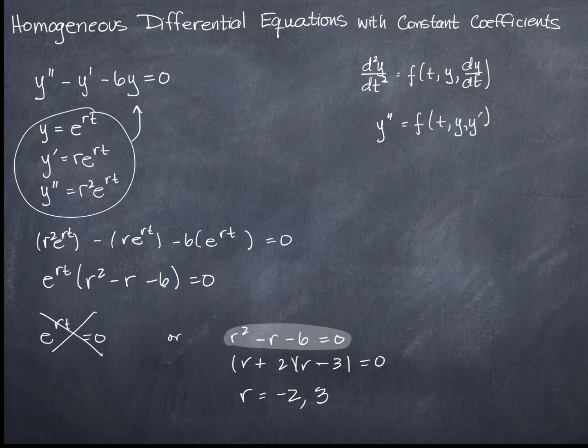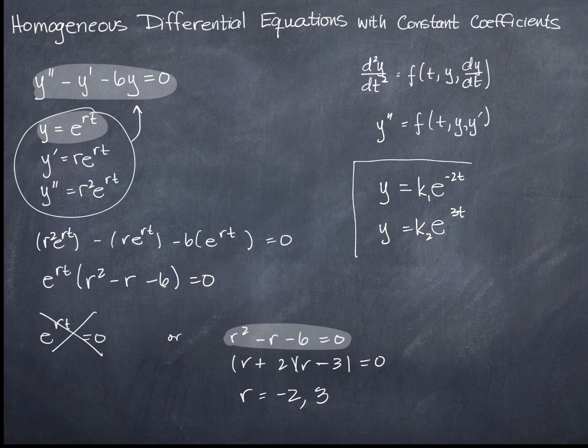But what I'm trying to solve is this equation here. And I'm proposing that y equals e to the rt is a solution to that. So if y equals e to the rt is a solution, and r is either negative 2 or 3, then I have two solutions: y equals e to the negative 2t, and y equals e to the 3t. And of course, any multiple of those will also work, so I'll put some k values in front. So I now have two general solutions to this differential equation.